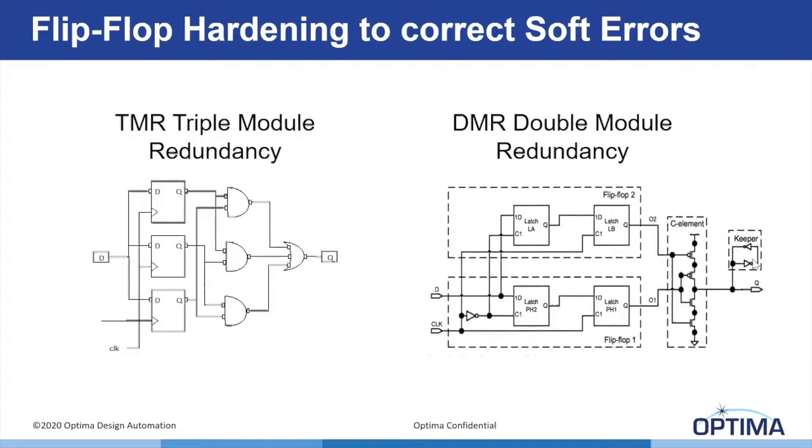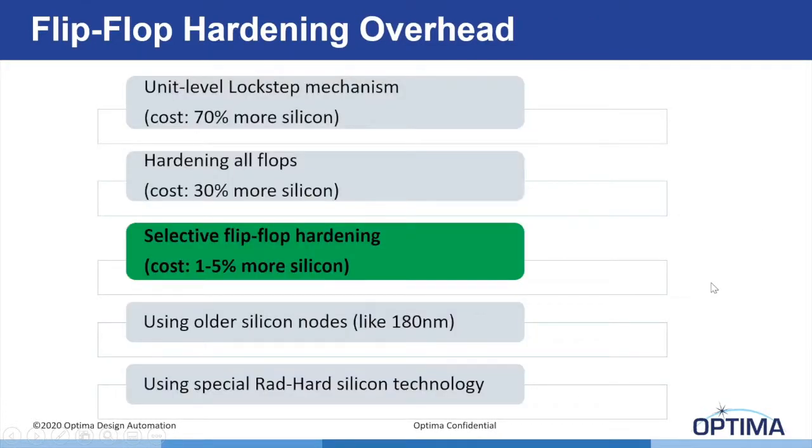We can also have redundancy at the flip-flop level, like TMR, triple module redundancy, where three flops are instantiated and there will be a majority voter that selects the correct result. You can also have DMR with the C element. If we compare flip-flop hardening overheads, the unit level lockstep mechanism will have 70% more silicon, hardening every flip-flop in the design means 30% more silicon, and selective hardening, where only 1 to 5% of the flops are hardened, means 1 to 5% more silicon.